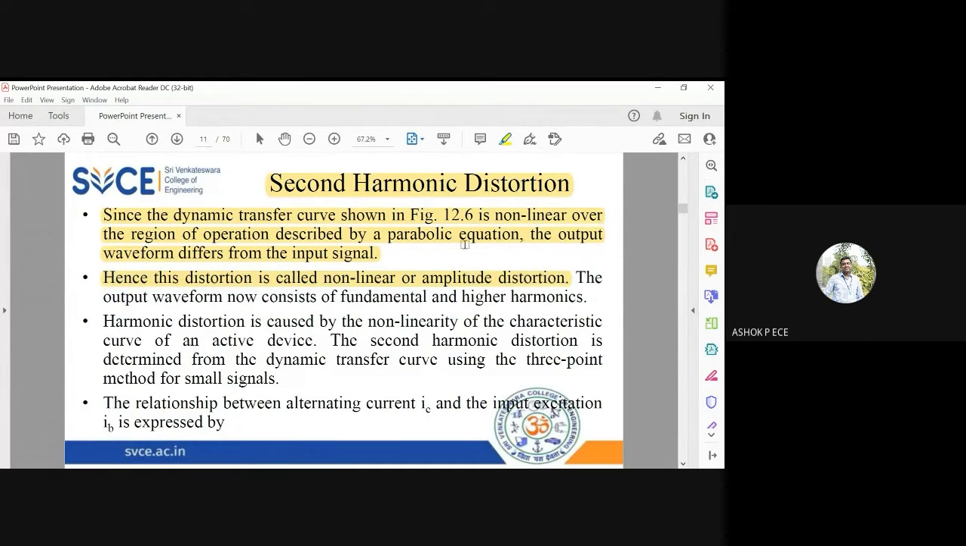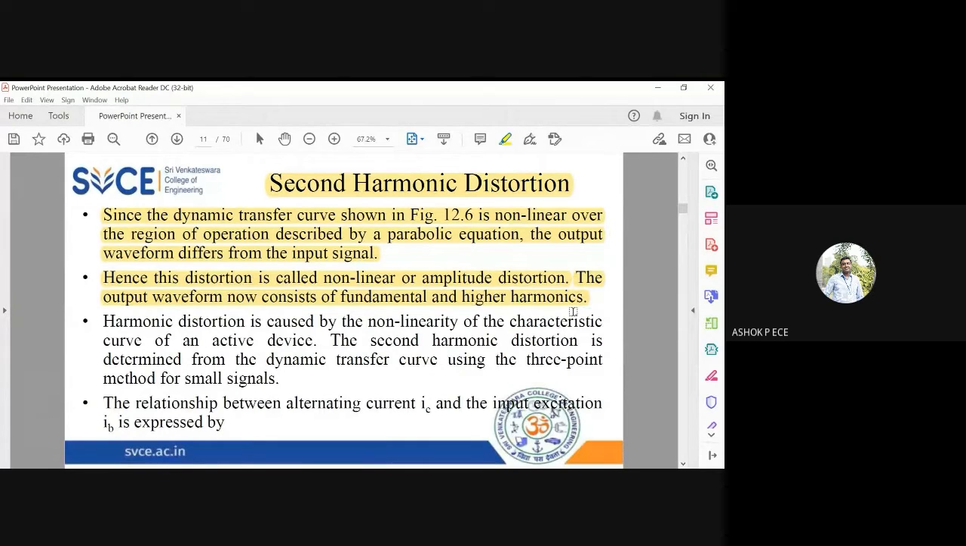When you draw the graph of output and input, you will get a straight line. But when the straight line is replaced by a parabola or a slope or a curve, you say that there is non-linearity in your system. Non-linearity means that other than your intended frequency, you have all these harmonics.